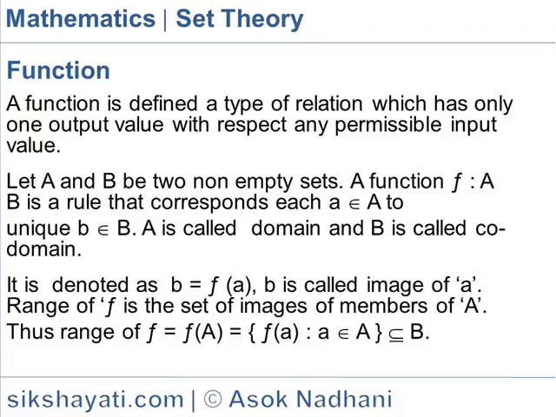The range of f is the set of images of members of A. Thus, the range of f is equal to f(A), which is equal to {f(a), where a belongs to A}, which is a subset of B. Note: f(A) is always a subset of B.